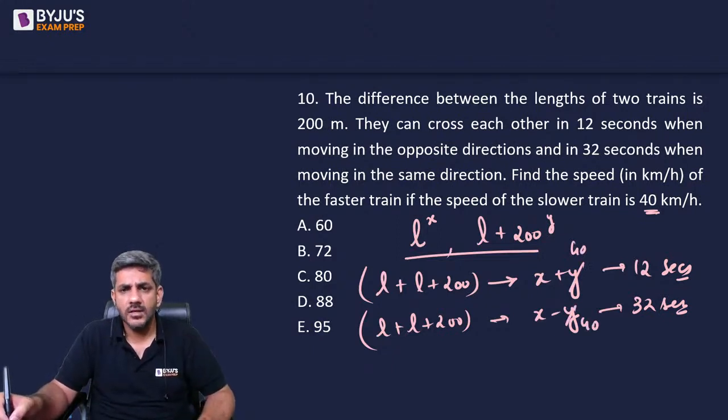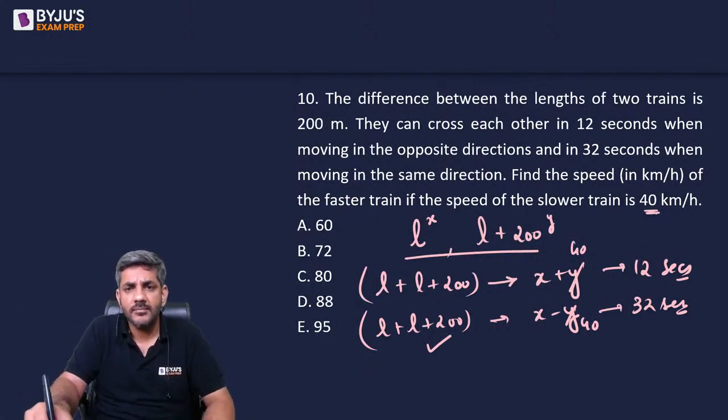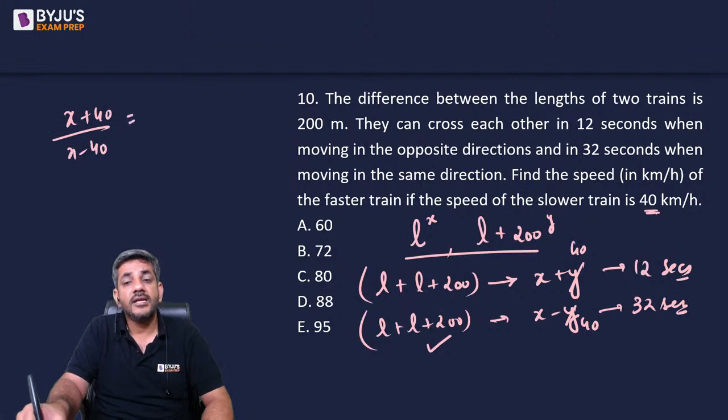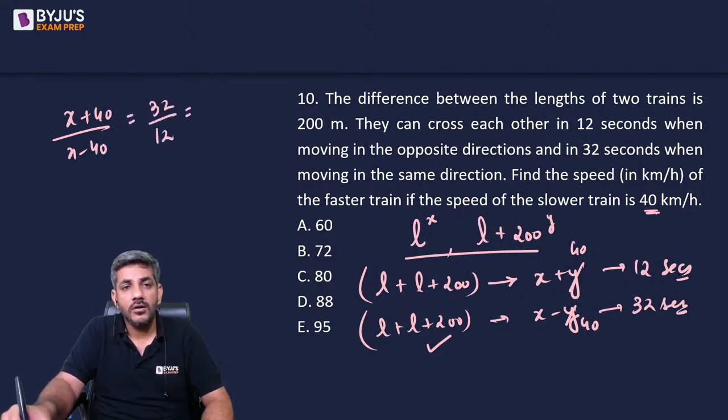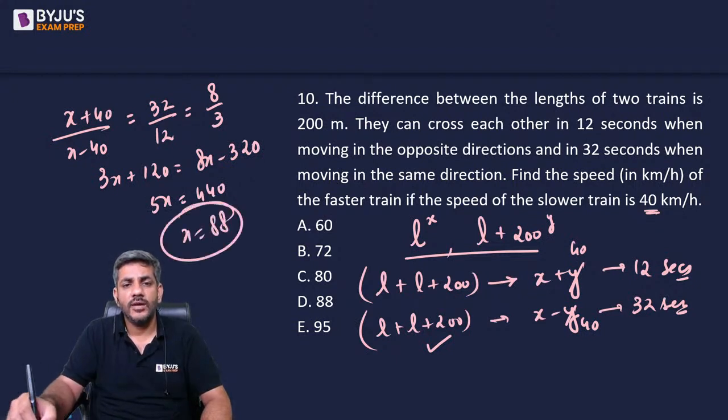Find the ratio. When the distances are same, the ratio of speed is inverse of the ratio of time. So ratio of speed is x plus 40 by x minus 40. It is inverse of the ratio of time, so that should be 32 by 12, or 4 8s are 32, 4 3s are 12, so 8 by 3. Just by cross multiplying, we get 3x plus 120 is equal to 8x minus 320, or 5x is equal to 440. Straight away, I get x is equal to 88.